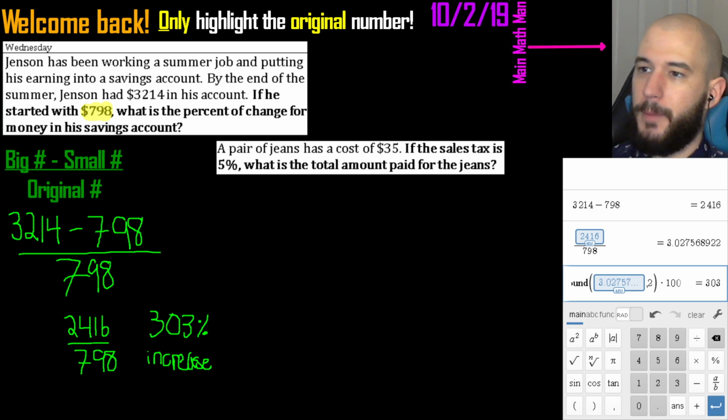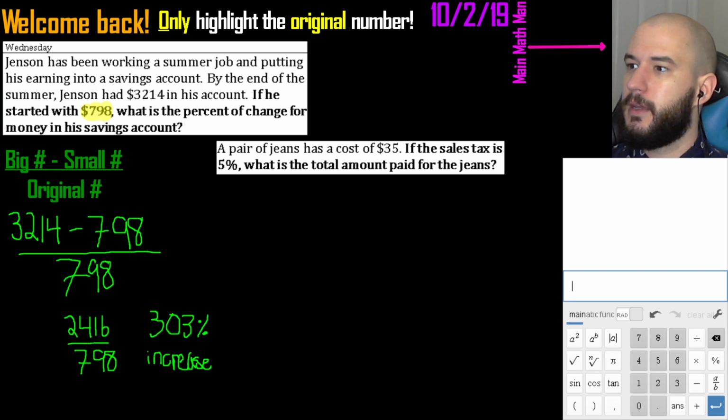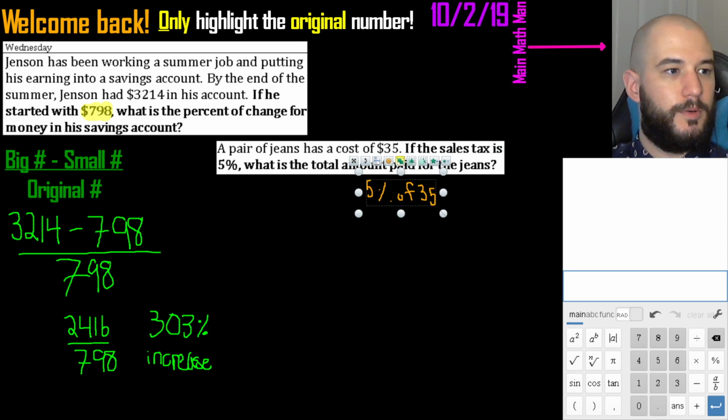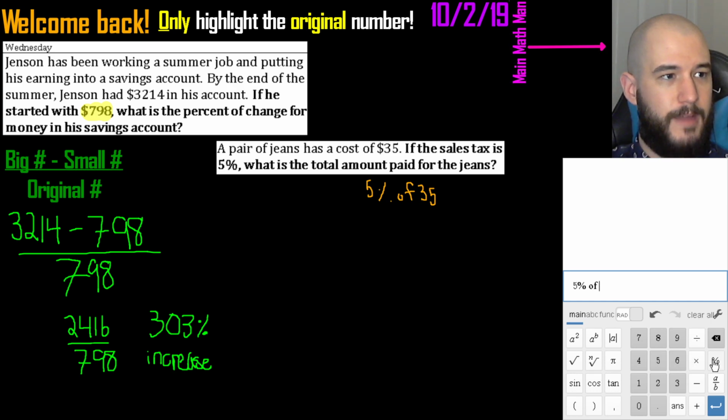And it says in the second one, a pair of jeans has a cost of $35. The sales tax is 5%. What is the total? Again, what do we need to find? We need to find first the tax and then the total. So let's do 5% of 35, just like it has in the Desmos calculator for yourself. Be sure you're using that. So you have 5% of, and then 35.